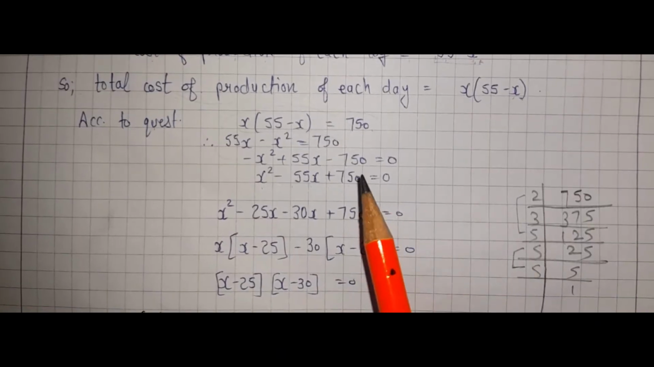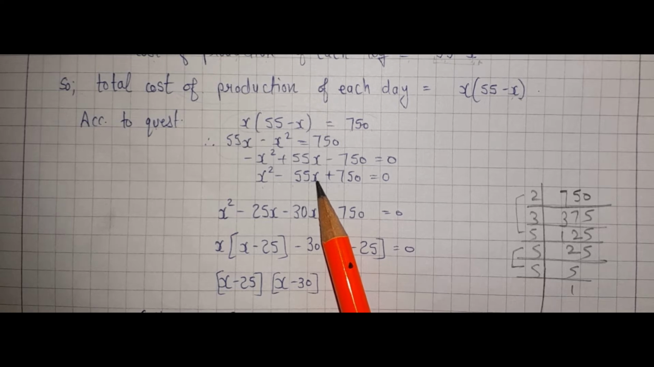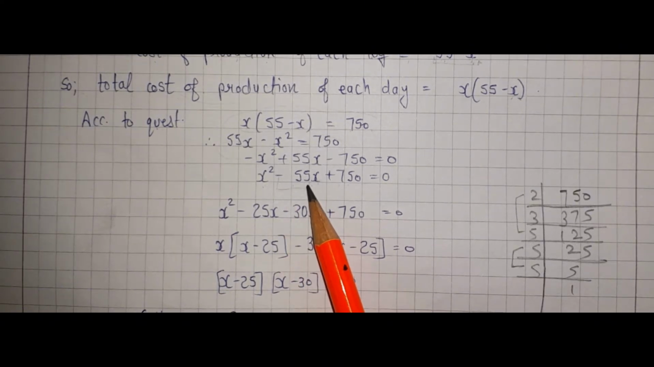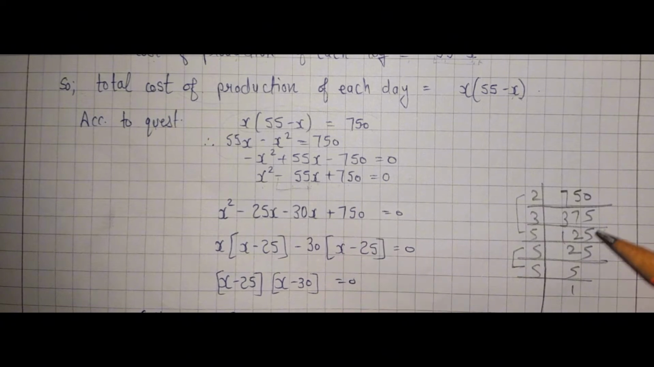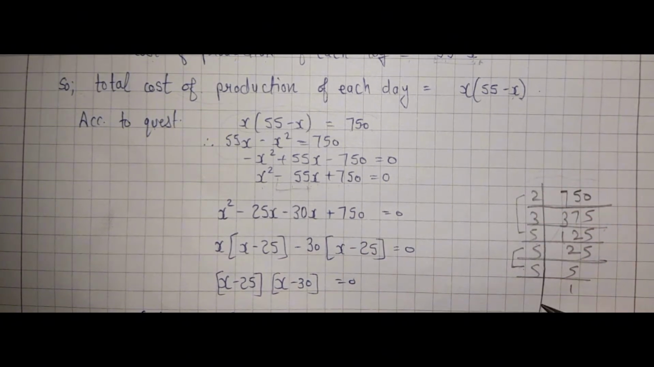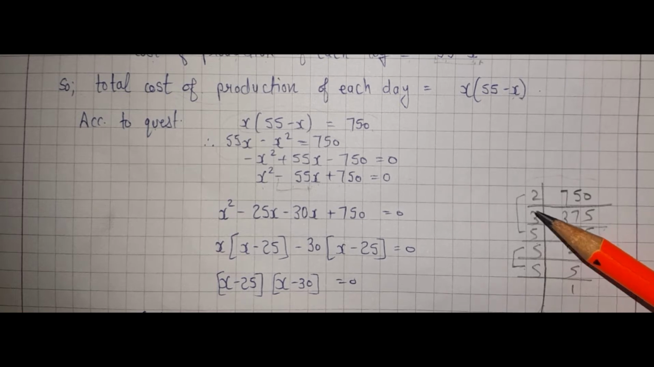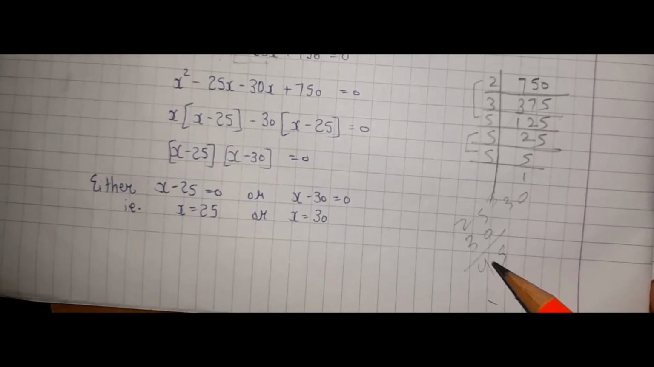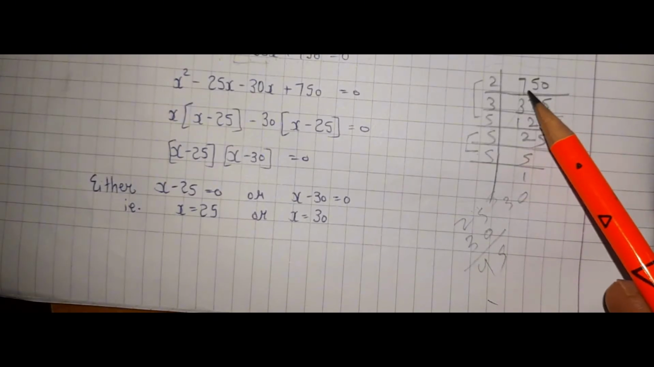Now, to solve this equation, we need two numbers such that after their addition we will get minus 55, and after their multiplication we will get 750. So find the factors of 750. We will have 5, 5, 25, 5, 3, 15, 15 into 30, 25 and 30. After their addition, we will have 55 and after their multiplication, we will have 750.